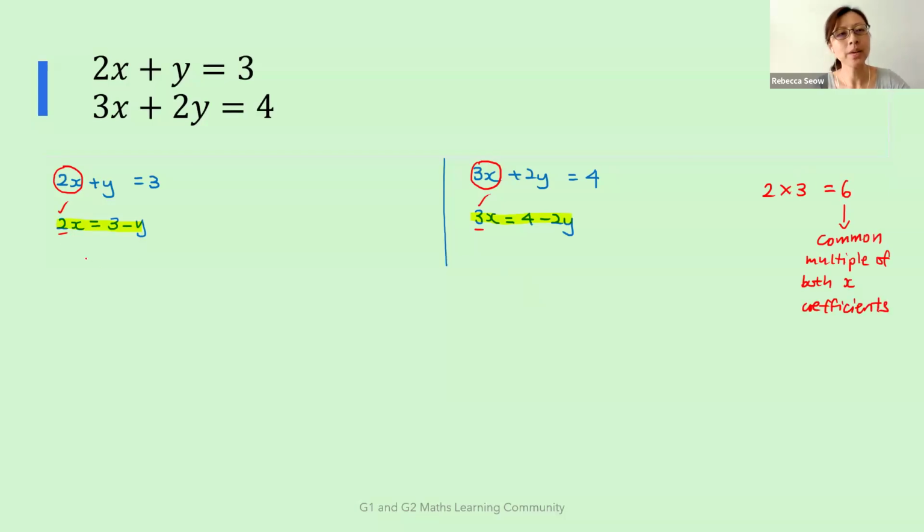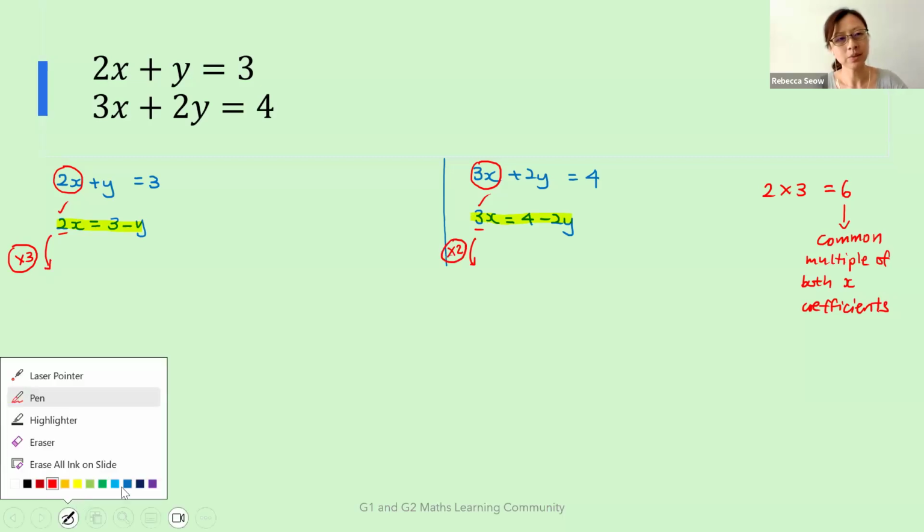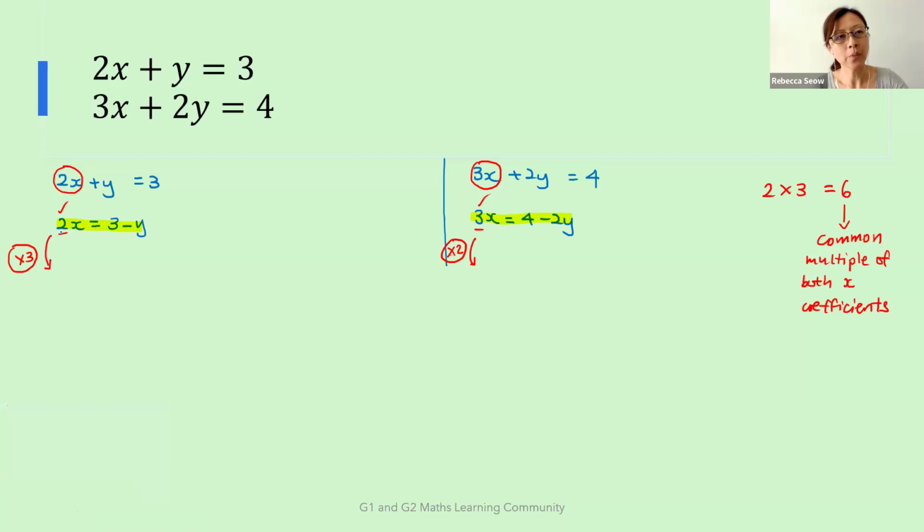This means that something has to be done to 2x to make it become 6x. So how do I make it become 6x? From 2 to 6, I need to multiply it by 3. And from 3x to make it become 6x, I need to multiply it by 2. Okay, so let's see what happens. When I take 2x multiplied by 3, I will end up with 6x.